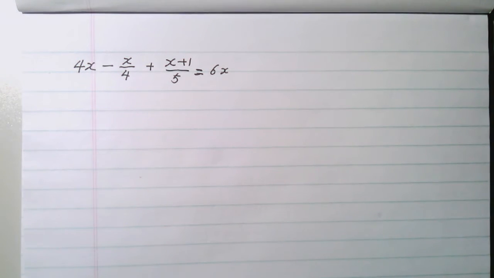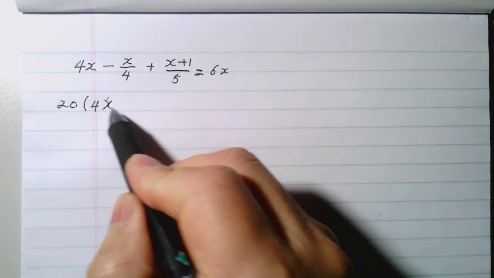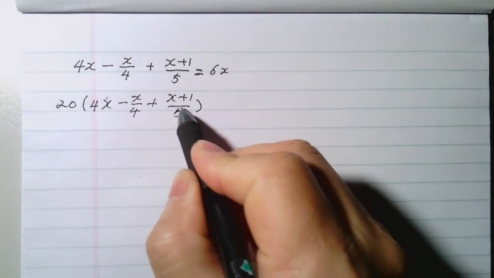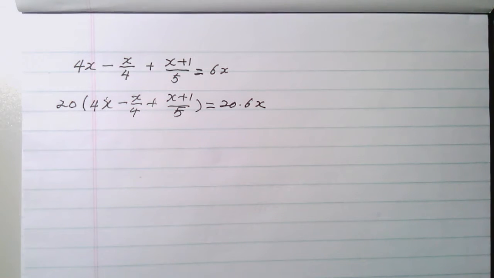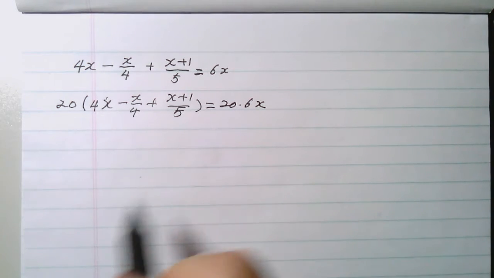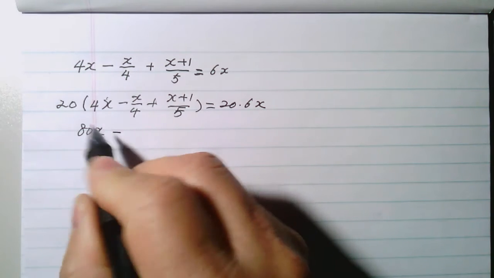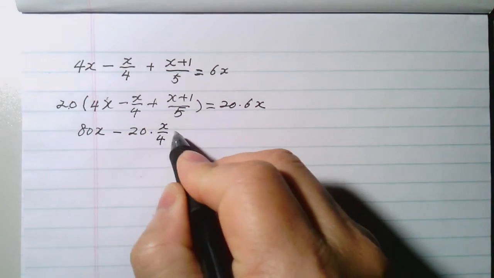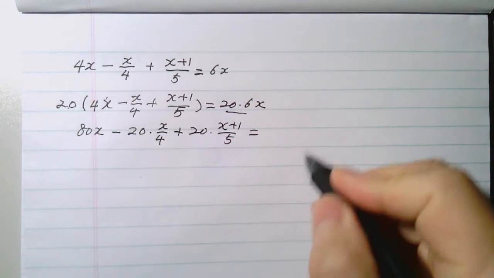Because 20 is the least common denominator, we multiply 20 to both sides of the equation: 20 times (4x minus x divided by 4 plus (x plus 1) divided by 5) equals 20 times 6x. Now you distribute to each term. So 20 times 4x is 80x, minus 20 times x divided by 4, plus 20 times (x plus 1) divided by 5, equals 120x.